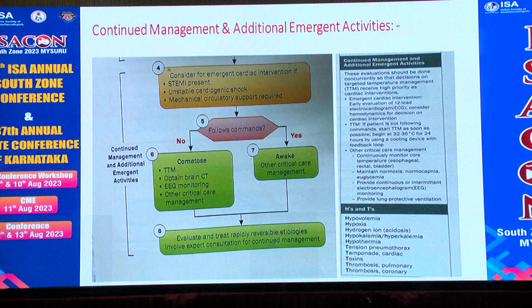Then coming to the continued management and the additional emergent activities: consider emergent cardiac intervention, that is, if it is a ST elevation myocardial infarction, or if there is an unstable cardiogenic shock or mechanical circulatory support is required. And check whether the patient follows commands or not. If the patient is not following commands, that is, if the patient is comatose, we have to manage with targeted temperature management, obtain a brain CT, EEG monitoring, and other critical care management.